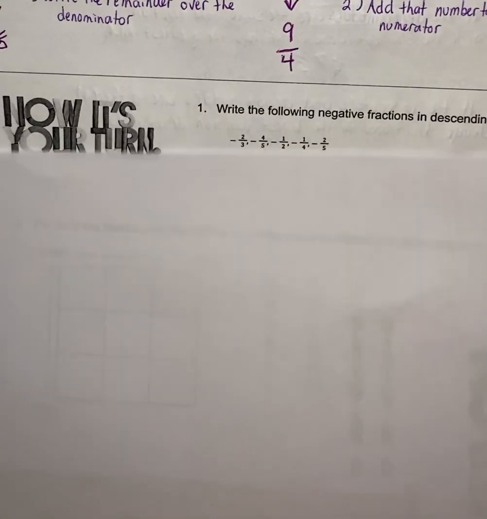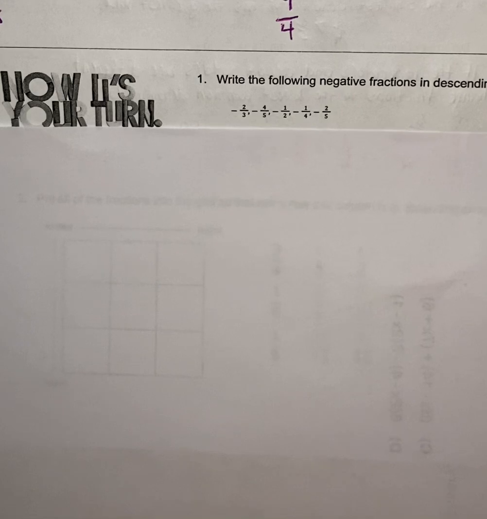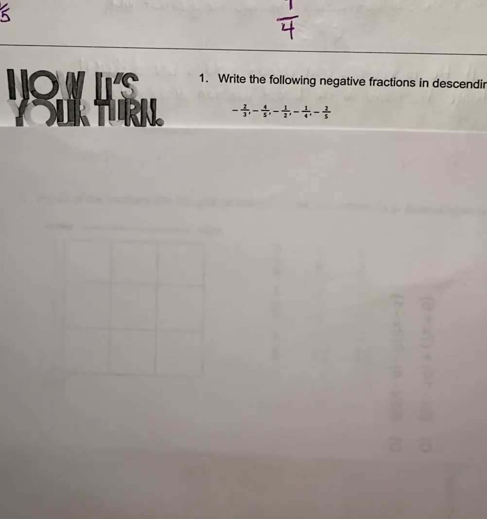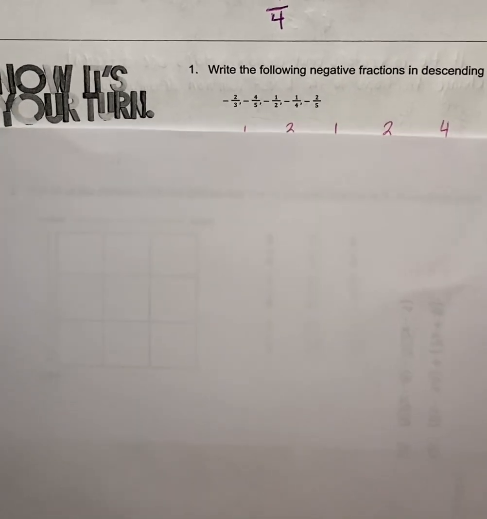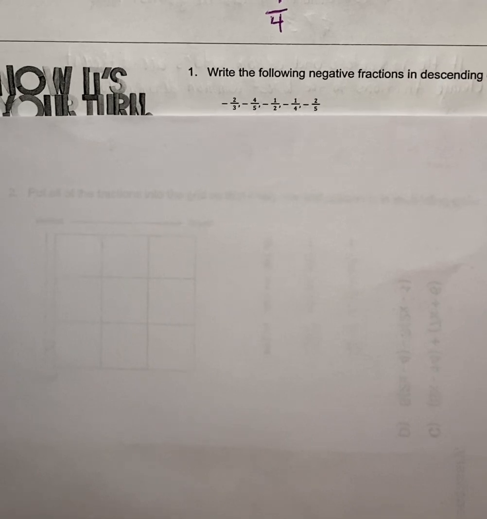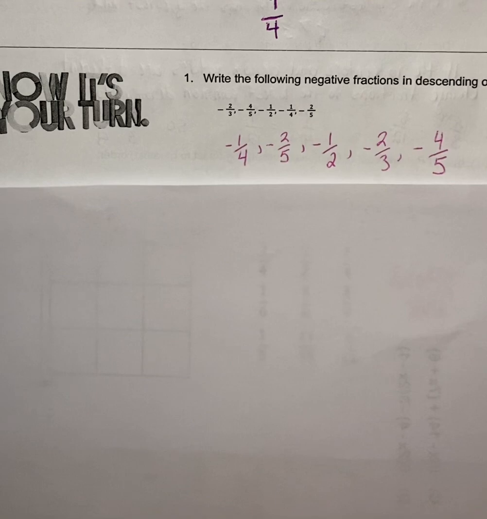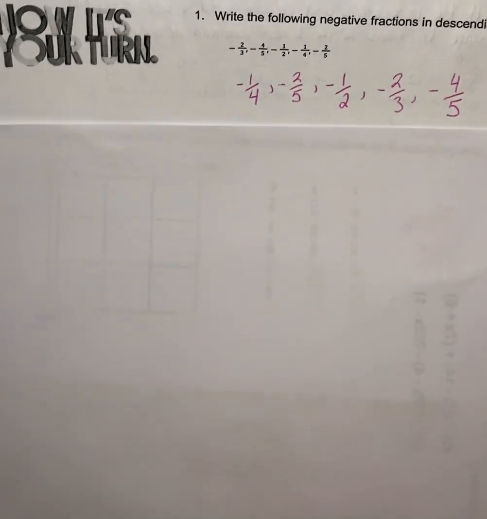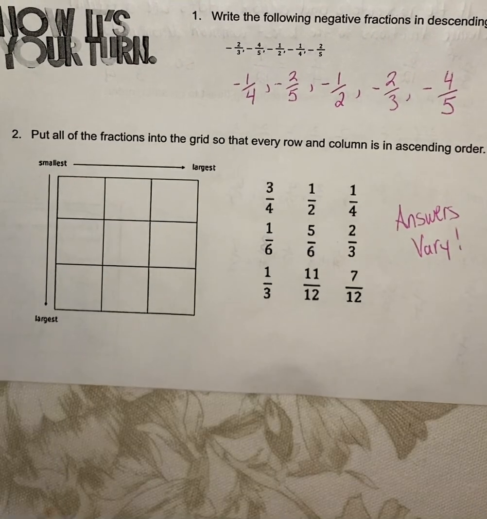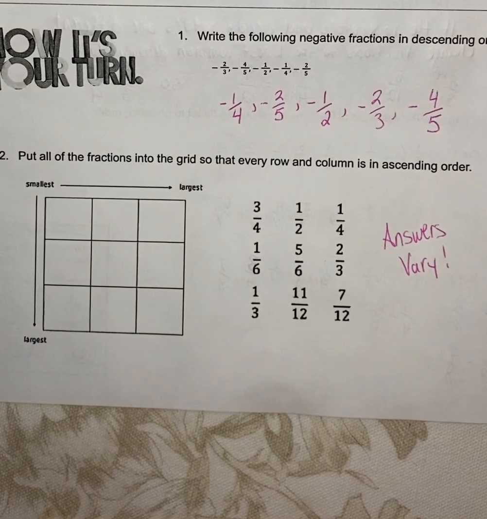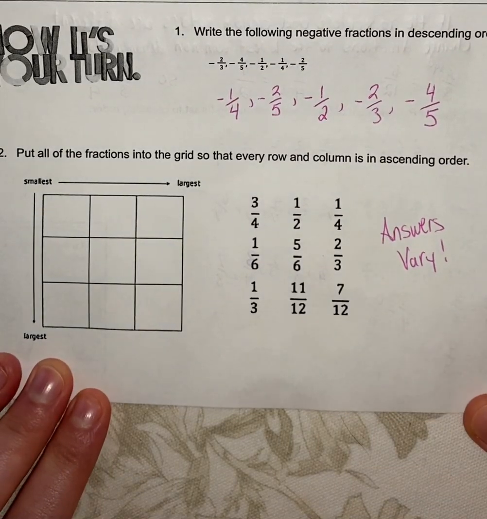All right, now it's your turn. Write the following negative fractions in descending order. So you're going to try that. And whoops, pause it first. Try it out. And here we go. There's your answer. And then this one down here, answers are going to vary.